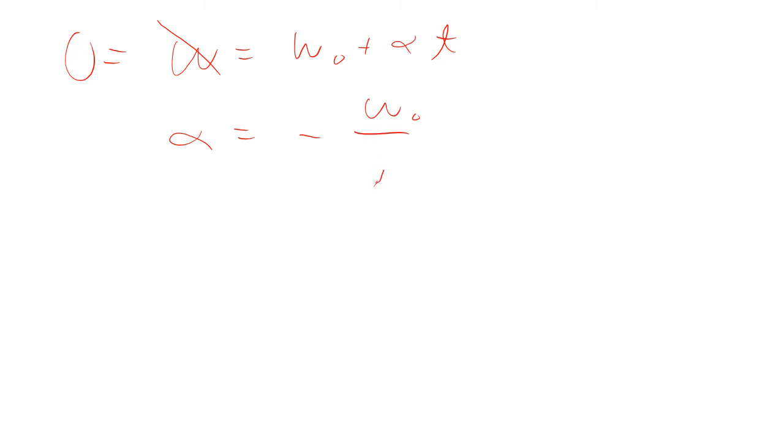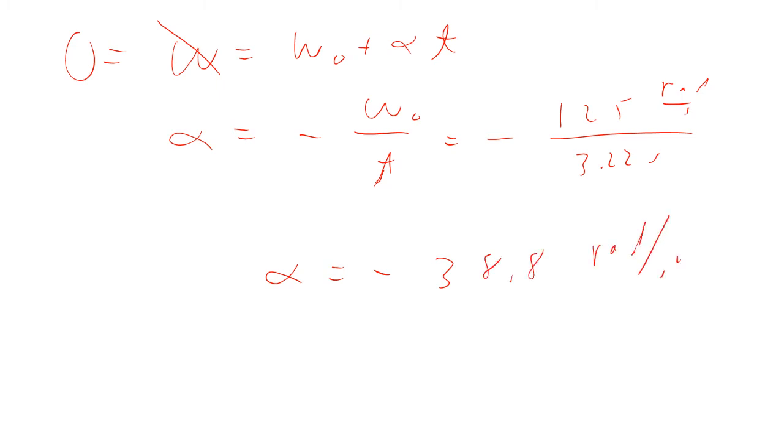Well, we know that omega equals omega naught plus alpha t. So alpha is, we know that the final omega is 0. So that means this is minus omega naught over t. Well, we know the omega naught was 125 radians per second. T was 3.22 seconds, so alpha is going to be minus 38.8 radians per second squared.